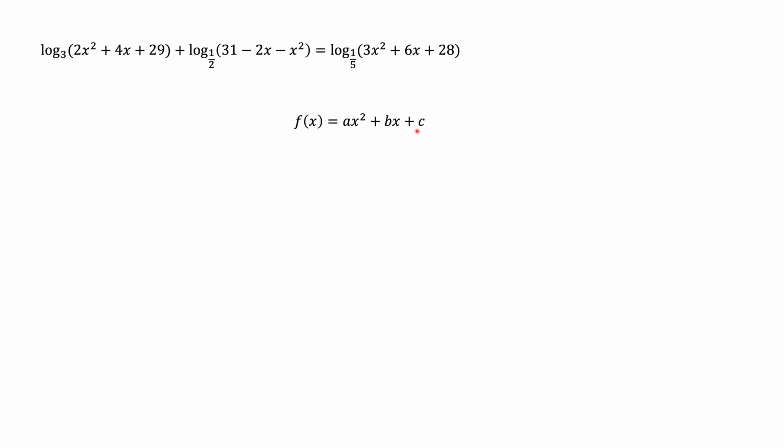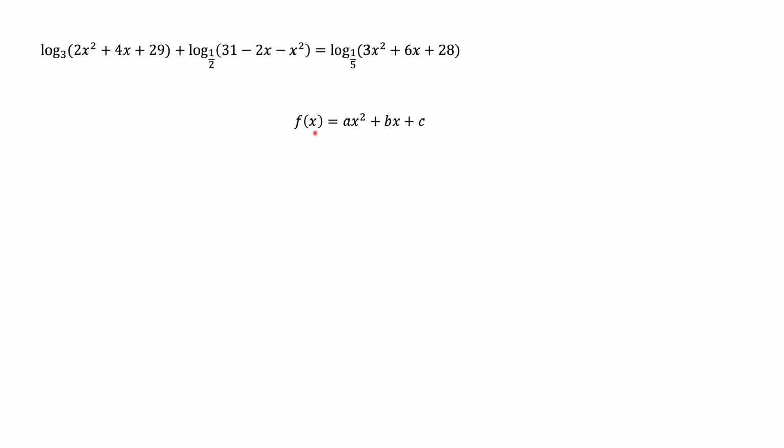A quadratic function is a function that has this form, ax squared plus bx plus c, where a, b, and c are constants. For example, for the first logarithm, what we have here is a is 2, b is 4, and c is 29. And for the other logarithms, the quadratic functions are different. But what we would like to know is how this function behaves when x is changing.